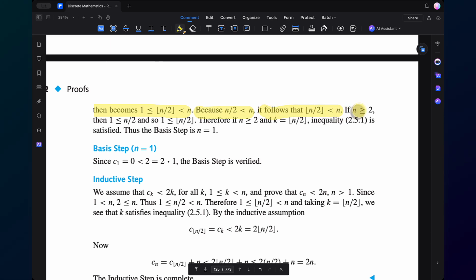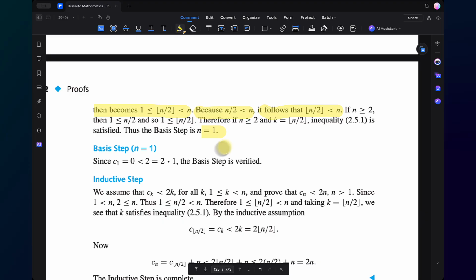Now, if n is greater than or equal to 2, then we have 1 is less than or equal to n over 2, so 1 is less than or equal to the floor of n over 2. Therefore, if n is greater than or equal to 2 and k equals the floor of n over 2, inequality 2.5.1 is satisfied. Thus, the basic step is n equals 1. We just have to prove it for n equals 1.